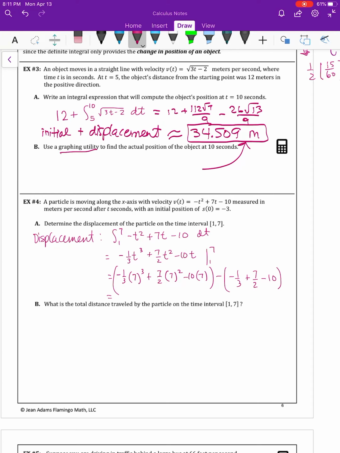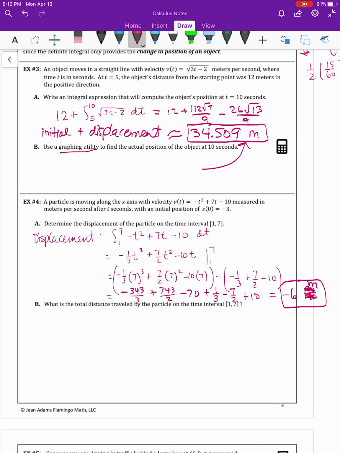So this is going to give me negative 300, oops, shoot. Try that again. Negative 343 thirds plus 343 halves minus 70 plus 1/3 minus 7/2 plus 10, negative 6 feet is my displacement.